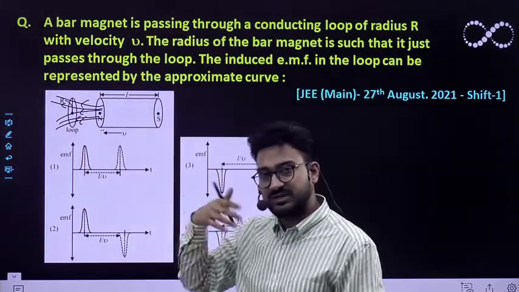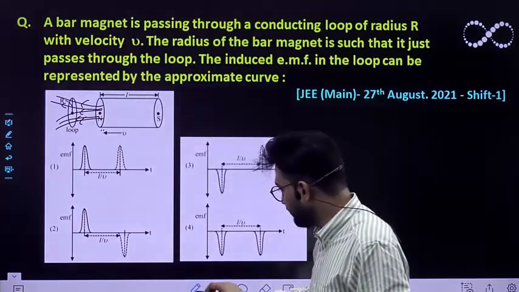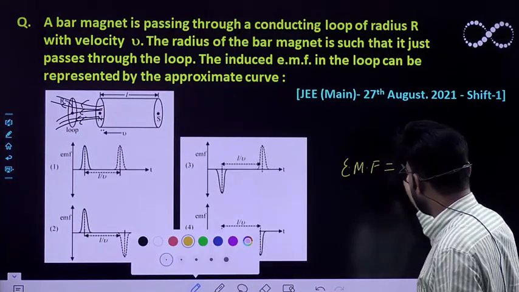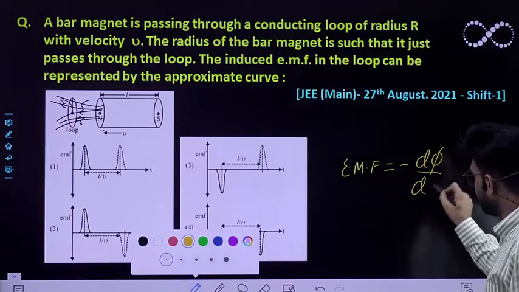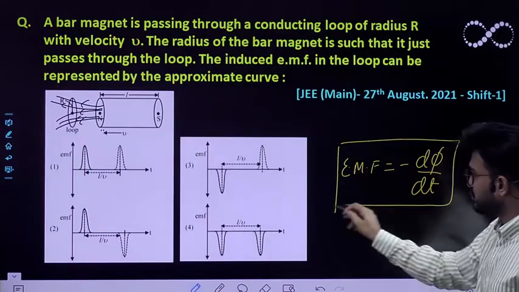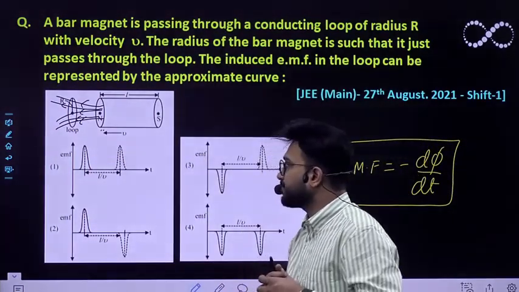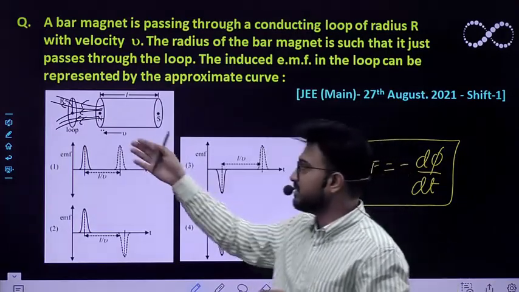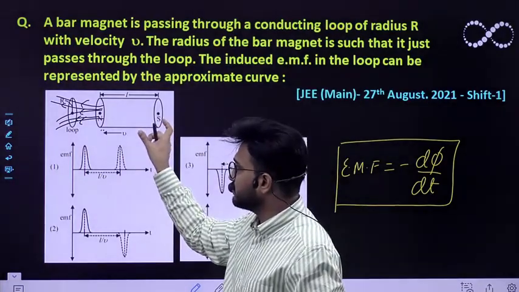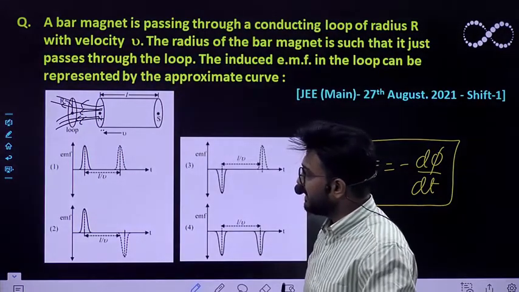Since flux is increasing, the EMF would be negative, because the induced EMF is given by the relationship minus d phi by dt, the negative of the change in flux per unit time. This is the relationship for the induced EMF developed in this circular loop. So if the flux is increasing, the EMF must be negative. At the initial position, while it is going towards the loop, the EMF is negative.